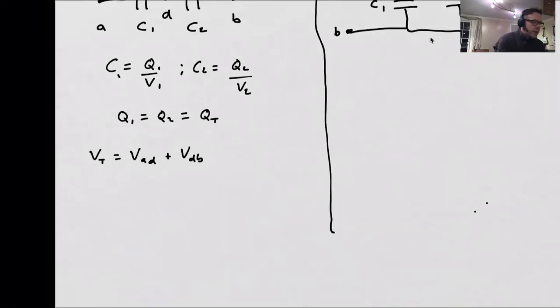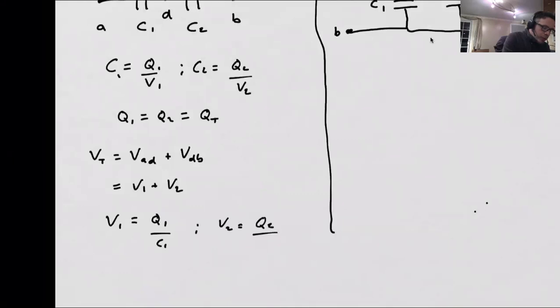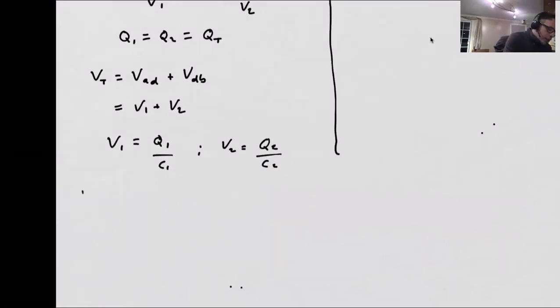So if that's the case, let's use the definitions of C1 and C2 to instead write it in terms of V1 and V2. If that's the case, then what we see is V total is also known as... well, let's just spell it out. That way everybody's with me on the algebra here. V1, by this definition of capacitance, is going to be Q1 over C1. V2 is going to be Q2 over C2, which means that V total then is Q1 over C1 plus Q2 over C2.